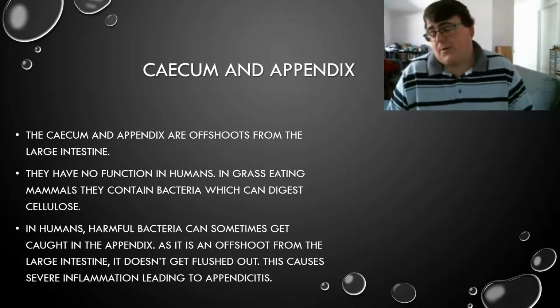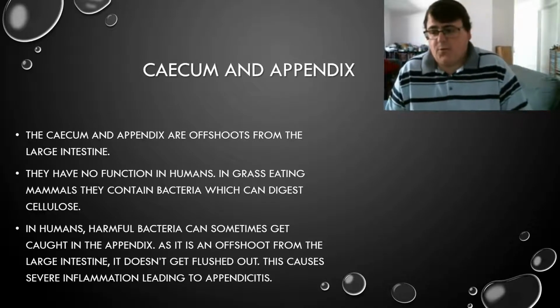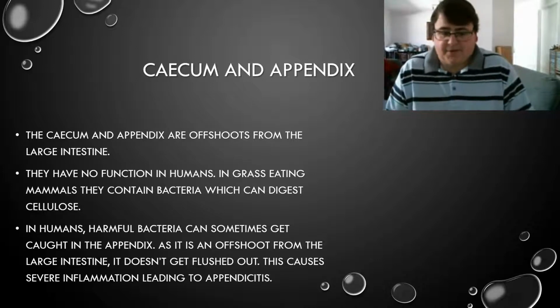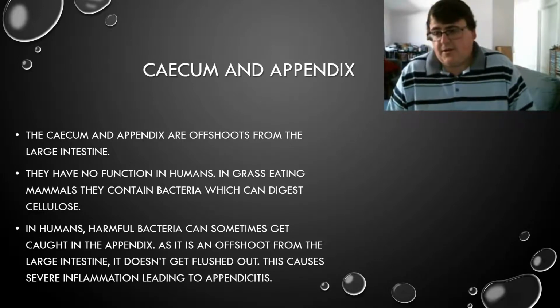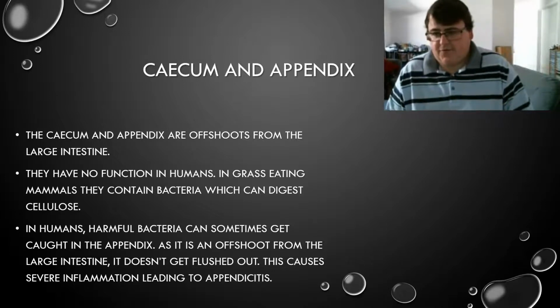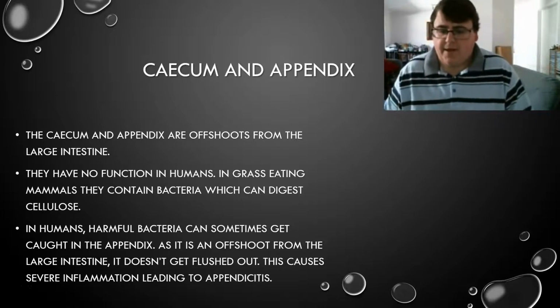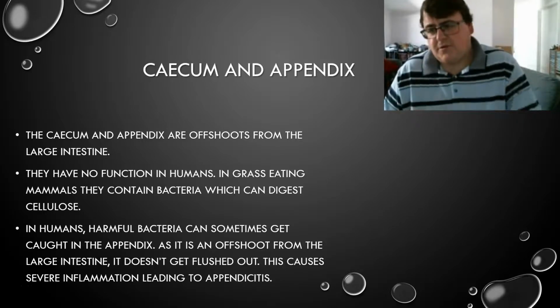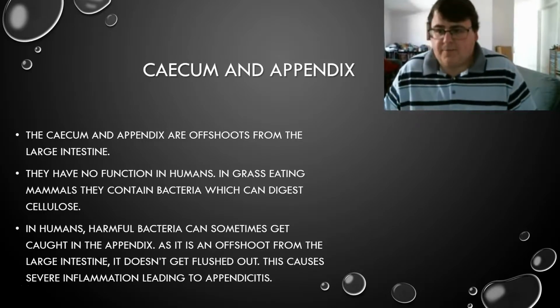What does happen, though, is sometimes harmful bacteria will get caught in our appendix. Now, because it's an offshoot from the large intestine, it doesn't constantly get flushed out. Therefore, those harmful bacteria can breed, multiply, and that causes severe inflammation, leads to appendicitis when you need to get your appendix removed.